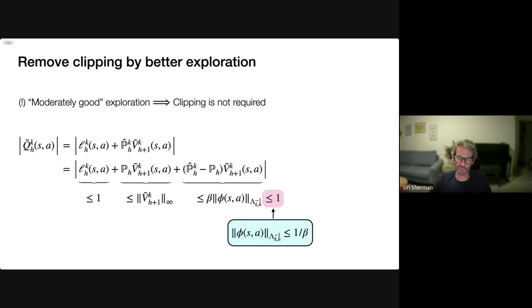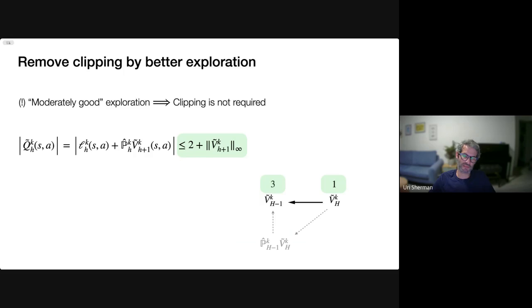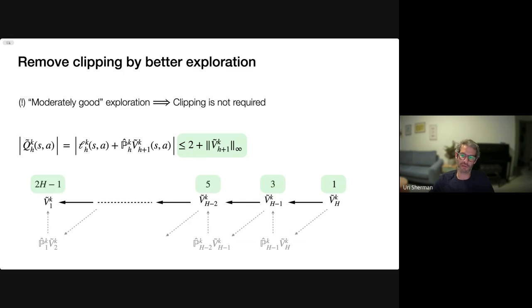The observation is that if we ensure somehow that this phi SA, in conjunction with the covariate matrix lambda kh, points in a relatively well explored direction, one such that the potential is smaller than 1 over beta, then we can just bound this quantity by 1, for example. This will imply that the Q function estimate at SA is bounded by the sup norm of the value function estimate from the previous step plus 2. The important thing here is that instead of having something that we multiply across the horizon, we are only adding something across the horizon. Of course, this means that even the lowest time step estimated value function, with this constant, will be bounded by 2h minus 1 and not something that depends exponentially on the horizon.